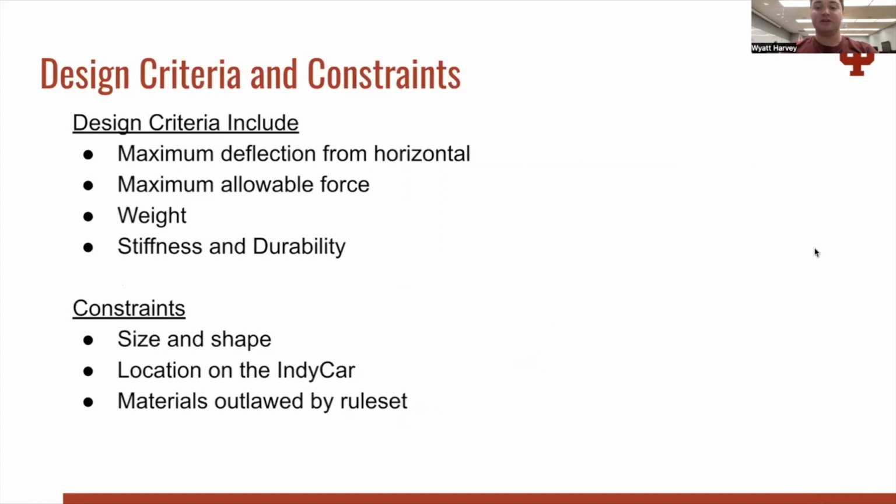Some of the design criteria and constraints involved with the front wing main plane criteria would include maximum deflection from horizontal, the maximum allowable force, the weight of the main plane, as well as the stiffness and durability, so that way it can last through a couple of races. Some of the constraints of this are the size and shape of it, where its location is physically on the car, as well as some of the materials that are outlawed by the rule set that the organizational body of IndyCar sets.